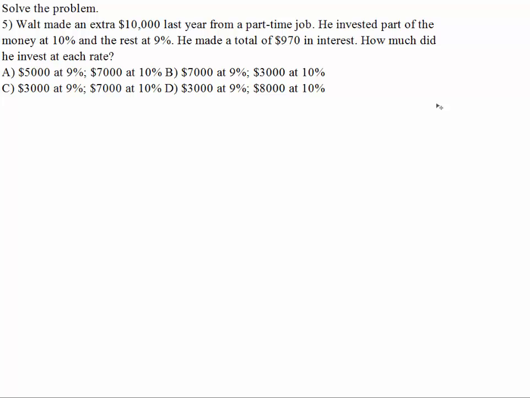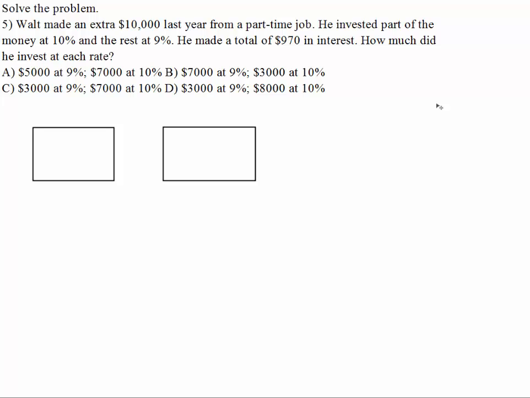Here, can somebody read this question for me while I set it up? Somebody read the question, please. Walt made an extra $10,000 last year from a part-time job. He invested part of the money at 10% and the rest at 9%. He made a total of $970 in interest. How much did he invest at each rate?